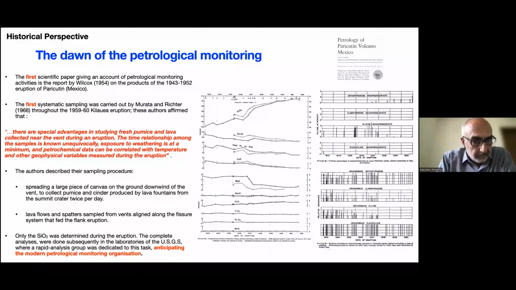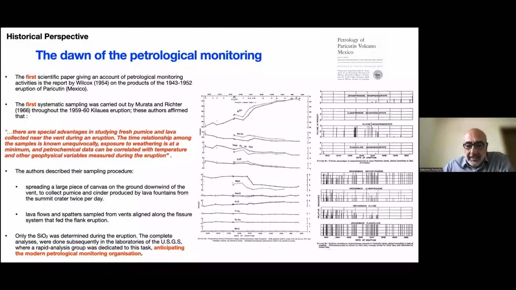of 1959 in Kilauea. In the paper, it's nice to read that there are special advantages in studying fresh pumice and lava collected near the vent during an eruption. The time relationship of the sample is known without problem, weathering is low, and petrochemical data can be correlated with temperature and other geophysical variables measured during the eruption. And so this is the base of petrological monitoring.